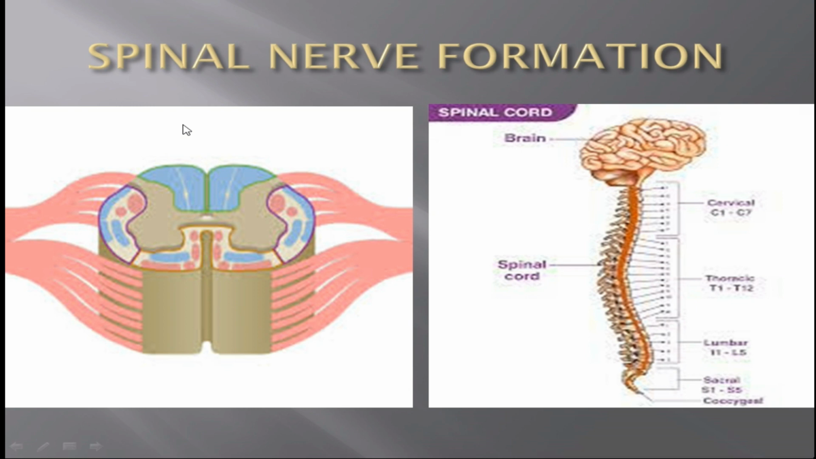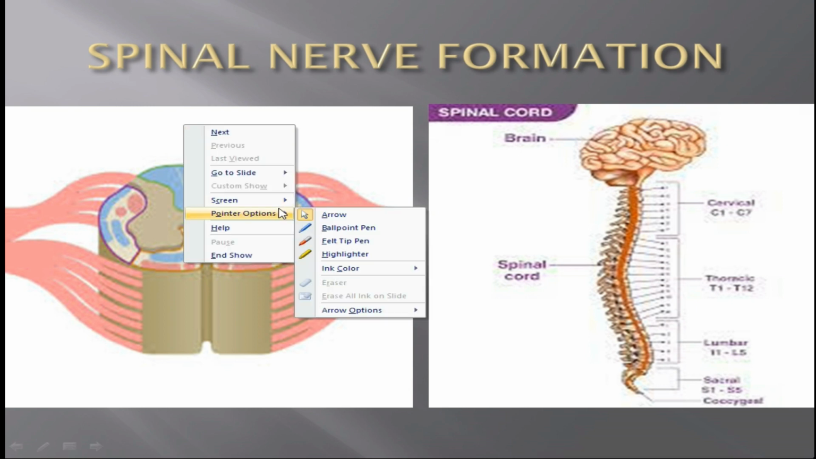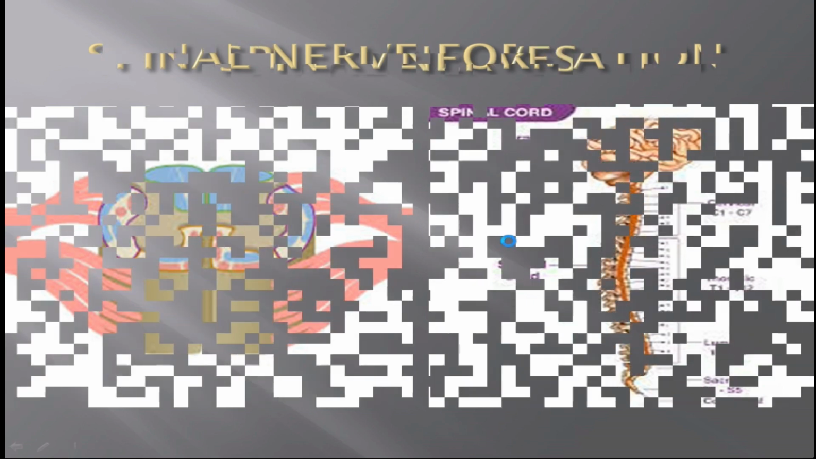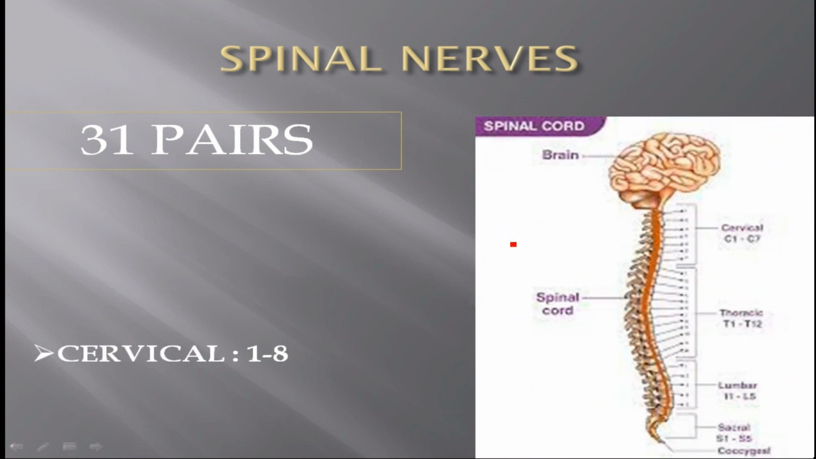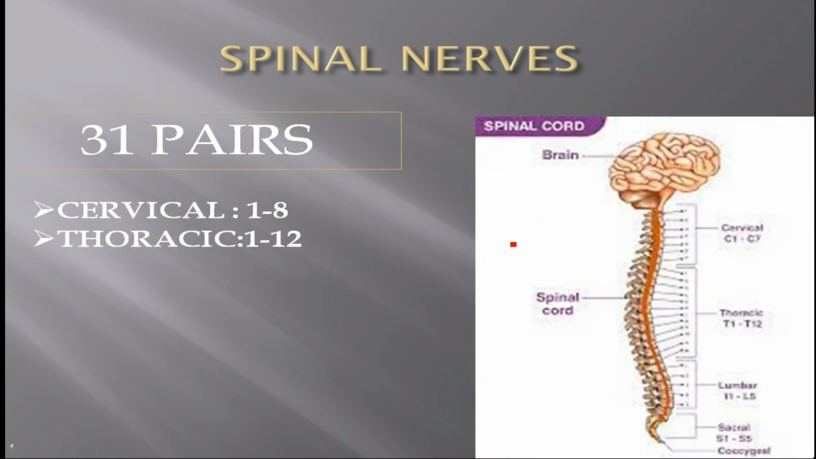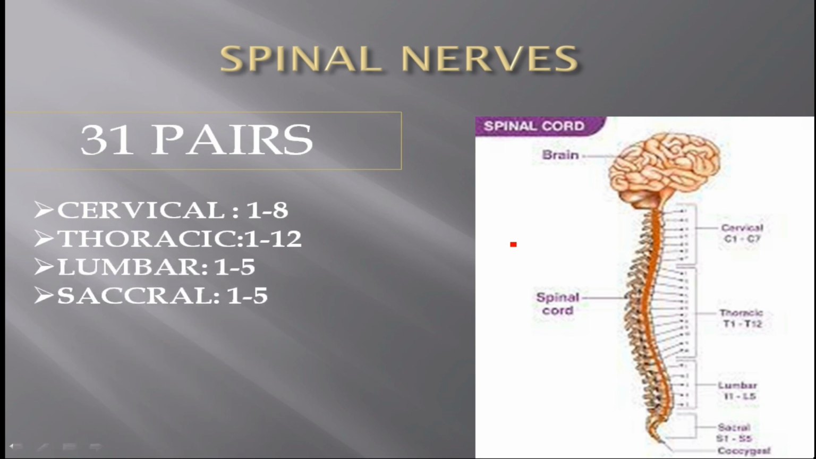This video is about the spinal nerve formation. In this video, we're going to mainly focus on the anatomy of the spinal nerves, so let's get started. First of all, the spinal nerves are mixed nerves, so they contain both motor and sensory fibers. There are 31 pairs of spinal nerves, and it's very important to keep them in mind. There are 8 pairs from cervical, 12 from thoracic, 5 from lumbar, 5 from sacral, and only 1 pair of spinal nerves arises from the coccygeal region of the spinal cord.